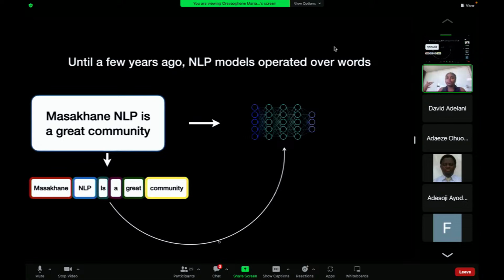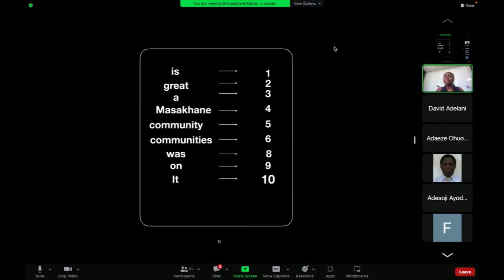Until a few years ago, NLP models operated over words. So if I had this sentence, Masakhane NLP is a great community, before I feed it into my model, I would do some preprocessing. I would split based on white spaces or punctuation, and feed each of these words individually into my model. With tokenization, the model typically has a vocabulary that it learns representations for. So each word in your pre-training data or in your data sets would be represented in that vocabulary.